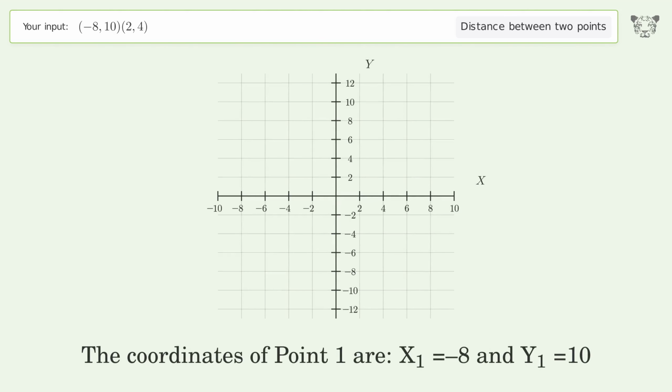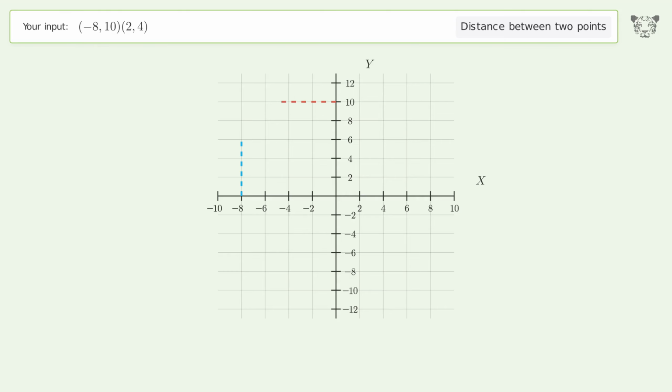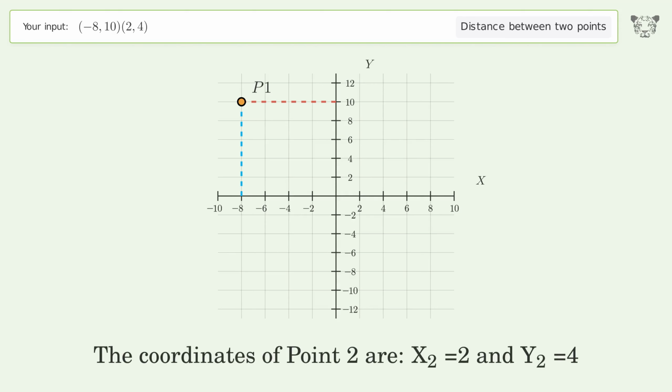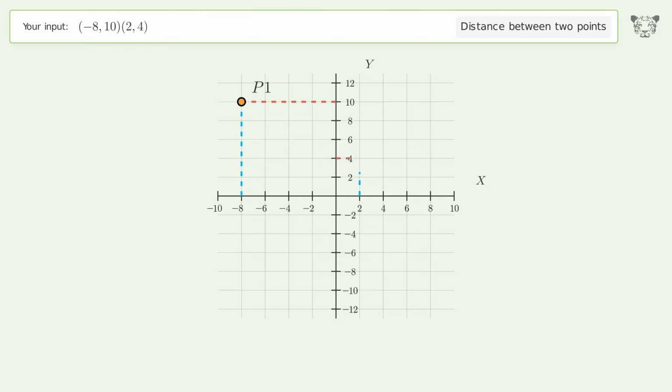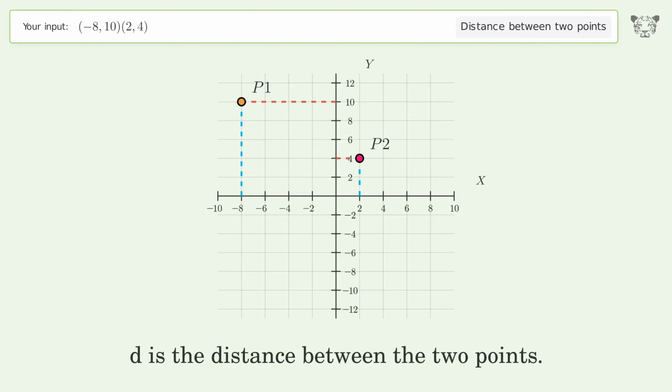The coordinates of point 1 are x1 equals -8 and y1 equals 10. The coordinates of point 2 are x2 equals 2 and y2 equals 4. D is the distance between the 2 points.